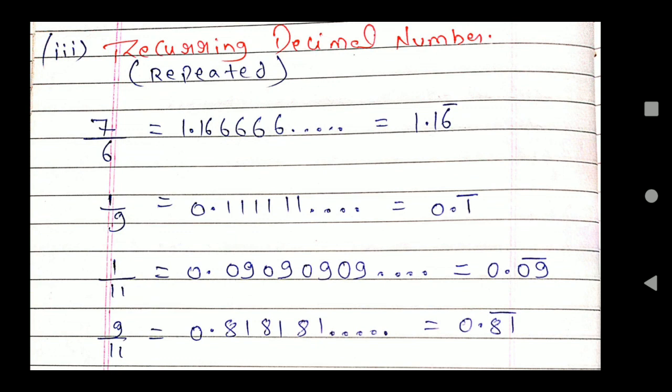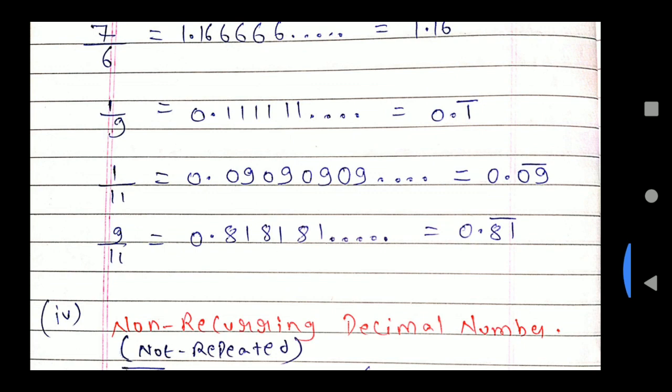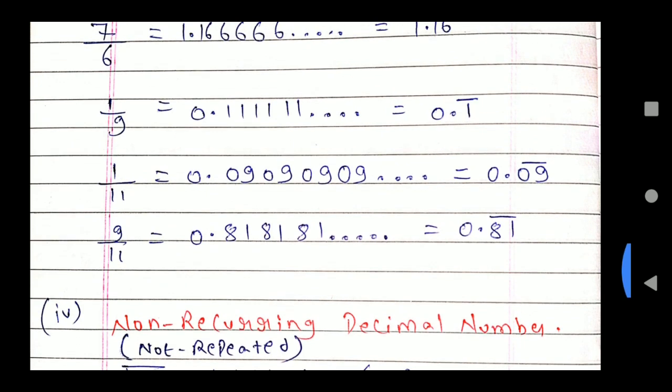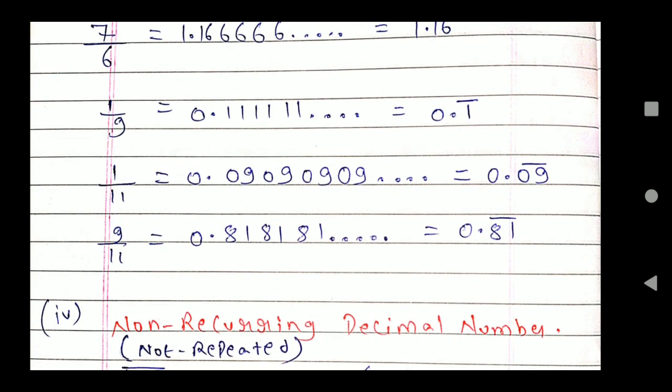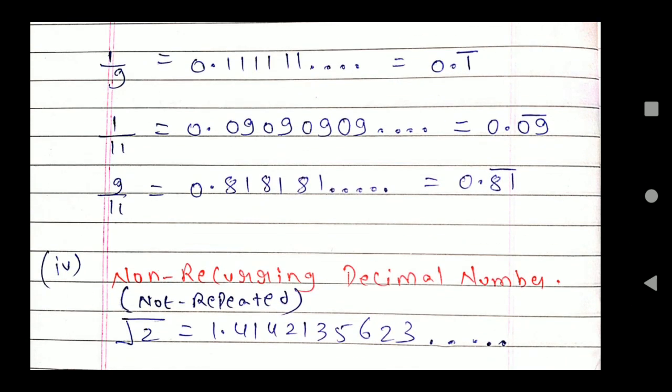Now next thing. Recurring is completed, I think. Now see the non-recurring decimal number. What does it say? Non-repeated means those decimal numbers are not repeated. Suppose root 2. What is the value of root 2 here? 1.41421356623 dot. It is not in decimal or fraction form. It will be an example of an irrational number.